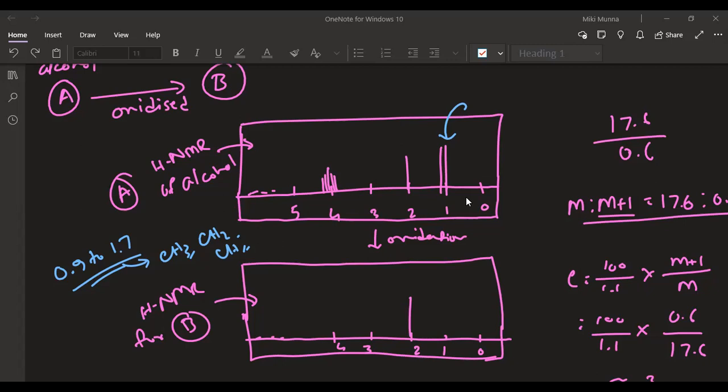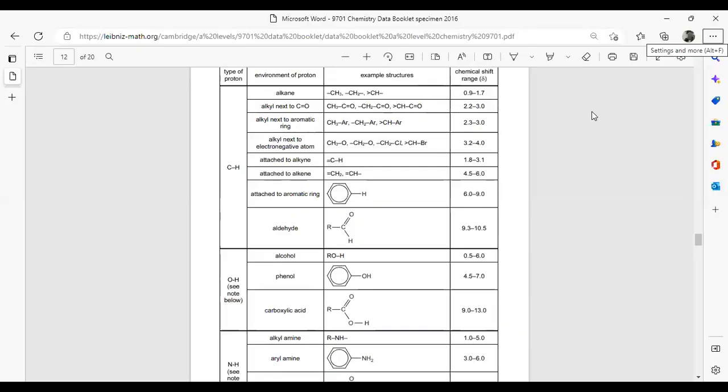Just give me a second. Let me bring the data booklet out so that it becomes easy for us to find. Here is my data booklet, and let me share. I think it is visible now.